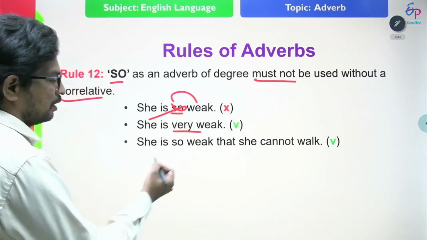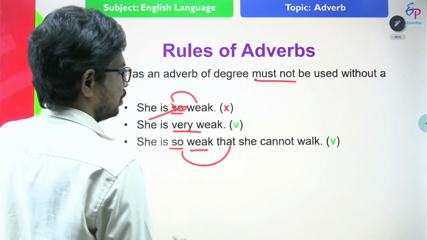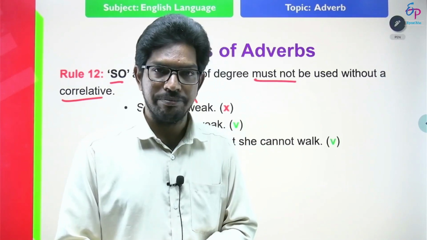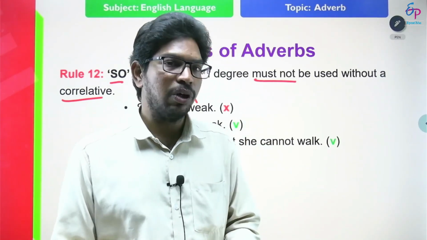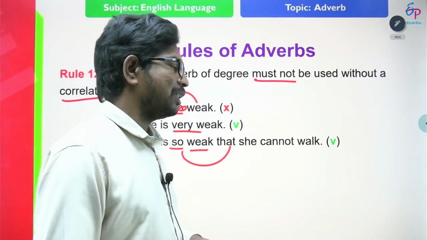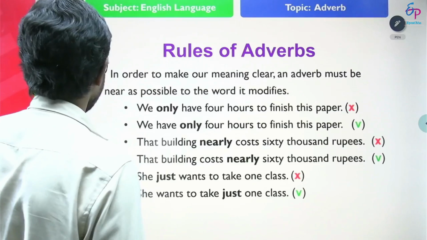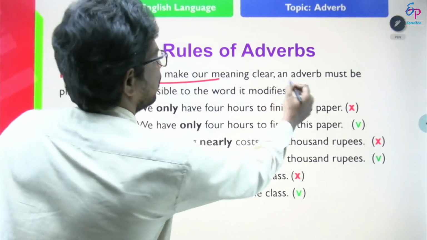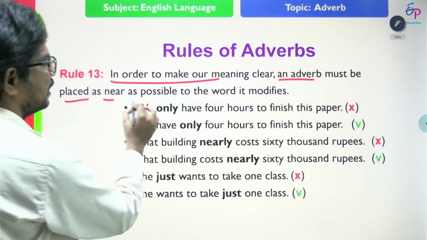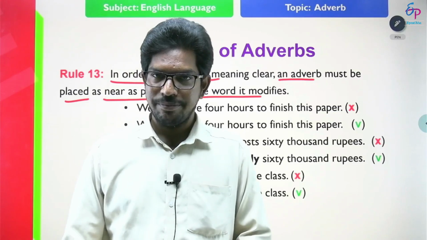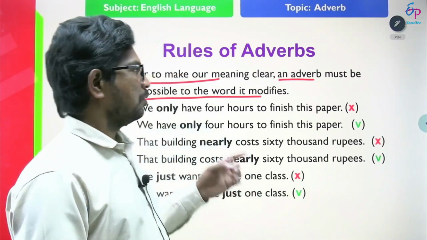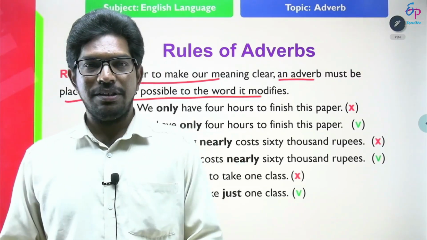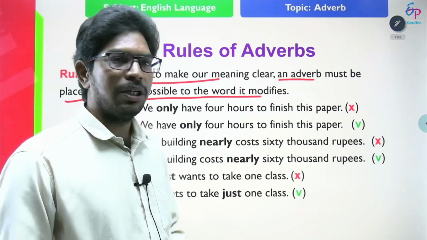Let us see what that is. She is so weak that she cannot walk. So must always be used with a correlative. It should not be used without one. She is so weak that she cannot walk is correct. See the next one. In order to make our meaning clear, an adverb must be placed as near as possible to the word it modifies. See the example. What is the rule of it?